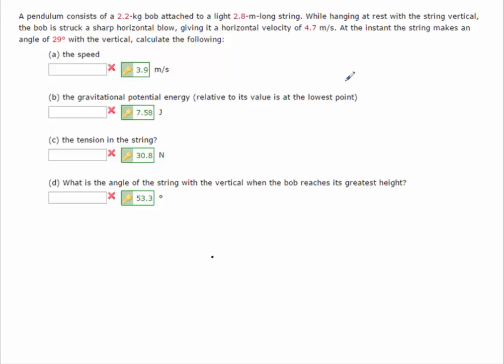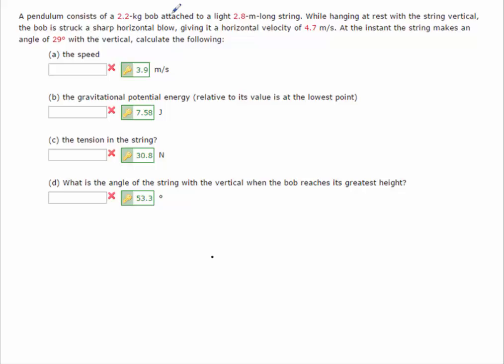This is Dr. Holt. I'm going to go over this pendulum problem here. I have a pendulum that consists of a 2.2 kilogram bob attached to a light 2.8 meter long string. While hanging at rest with the string vertical, the bob is struck with a sharp horizontal blow, giving a horizontal velocity of 4.7 meters per second. At that instant, the string makes an angle of 29 degrees with the vertical. Calculate the following.